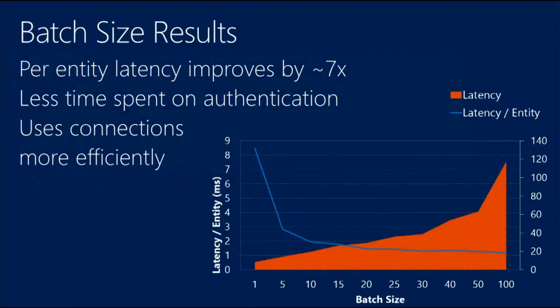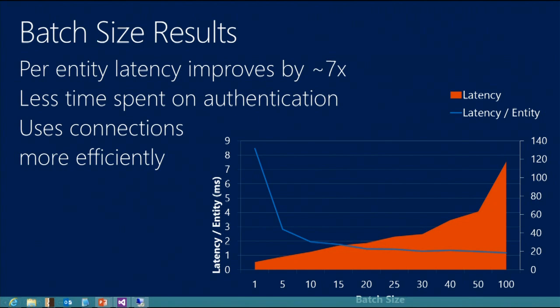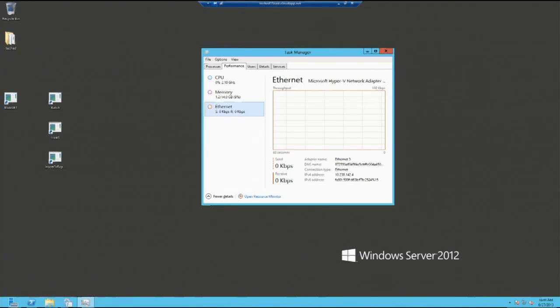All right, so let's answer the question, what is my optimal batch size? So we've done an experiment here, and you can see here the latency for the entire request and the latency per entity. You can see I kind of peak out right about 20 to 25 entities per batch. Again, this depends on how big my entity is. I start to achieve highest throughput.